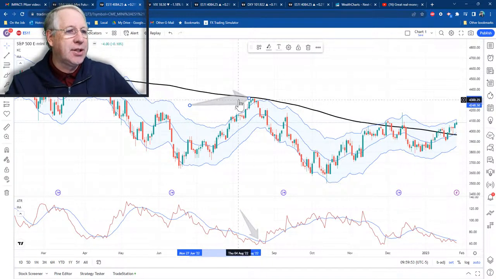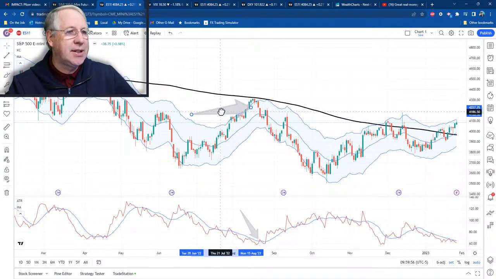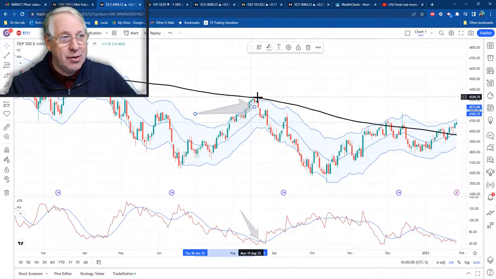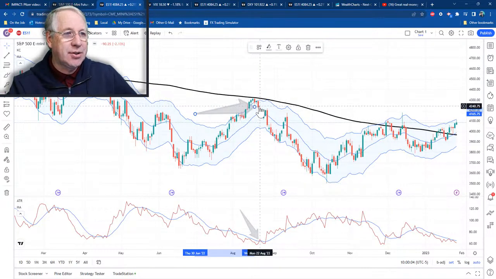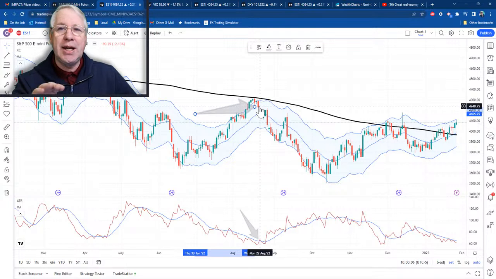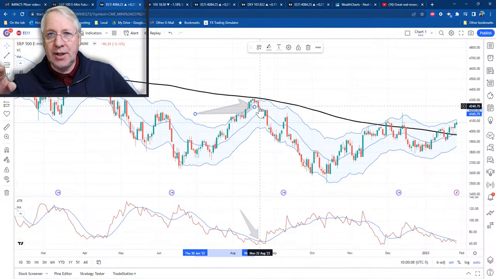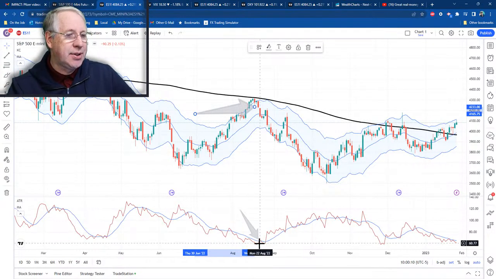Now, pay close attention here. As you see in this area, the price starts to turn just as it hits the 200-day moving average. That's the big black line there. See how price starts to change from a short-term upward trend into a downward trend. And notice that right there, the volatility is giving you a little bit of a signal.